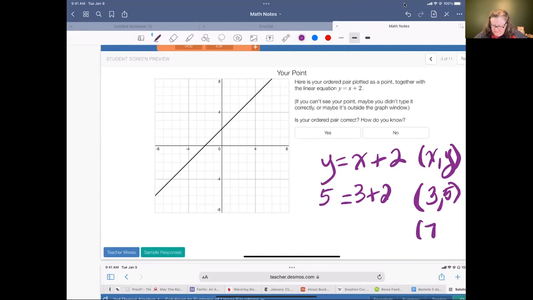If I put in a 7 for my X, I'm going to get what? A 9.